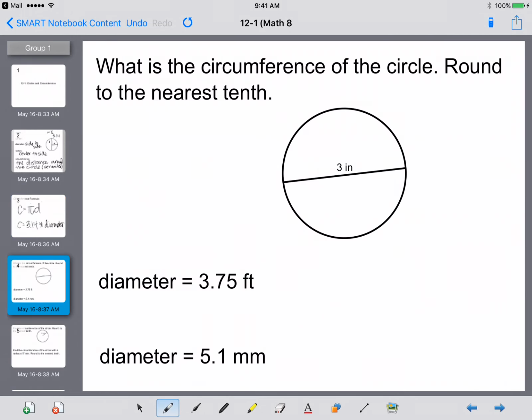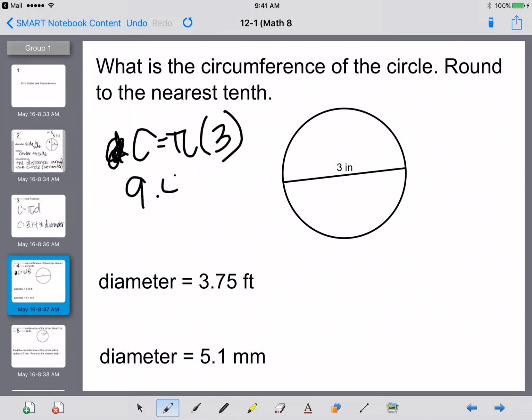So in this case here, what is the circumference of the circle, rounded to the nearest tenth? Our diameter is 3 inches. So our circumference equals pi times 3, because we're going to replace our diameter with what it is, 3. I can use pi as 3.14 times the diameter of 3, and our circumference is 9.42 inches.